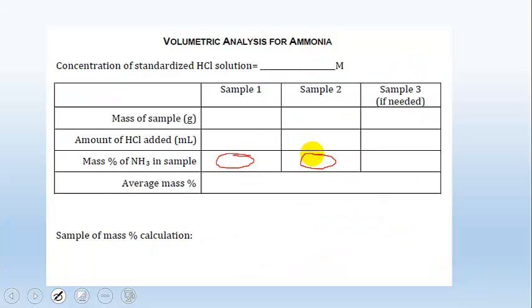Now, you might have needed a third trial. Take a look, okay, calculate it for all of them, but just average the ones that agreed within 1%. So you might be averaging these two, or you might be averaging these two. Depending on which ones agreed, average those. And you need to, in your report form, perform that calculation and show the sample mass calculation. You only have to show one.